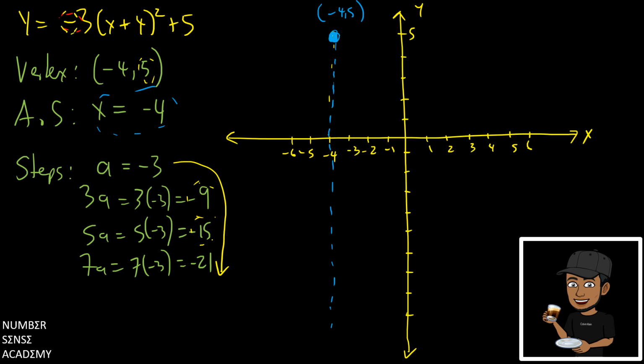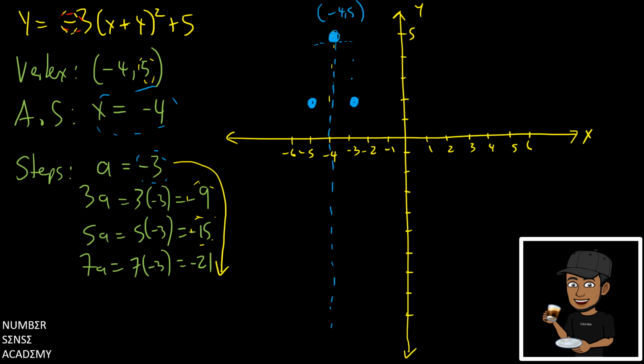So I'm going to take one step to the right, and A says go down 3. So if the sign is negative, I go down. If the sign is positive, I go up. So if I take one step to the right, it's going to take me to negative 3, and I'm going to go down 3. So 1, 2, 3. So that's my next point. And if I do that on the other side, it's going to also take me to here.